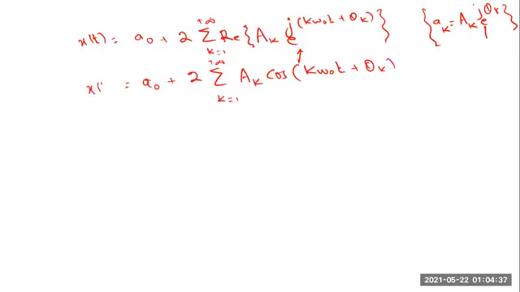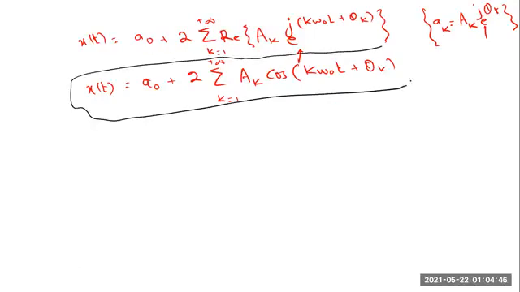So this is the alternate form that I was talking about, which represents the periodic signal as a linear combination of cosine functions, which are sinusoidal. This is also a Fourier series. We call this the trigonometric Fourier series.